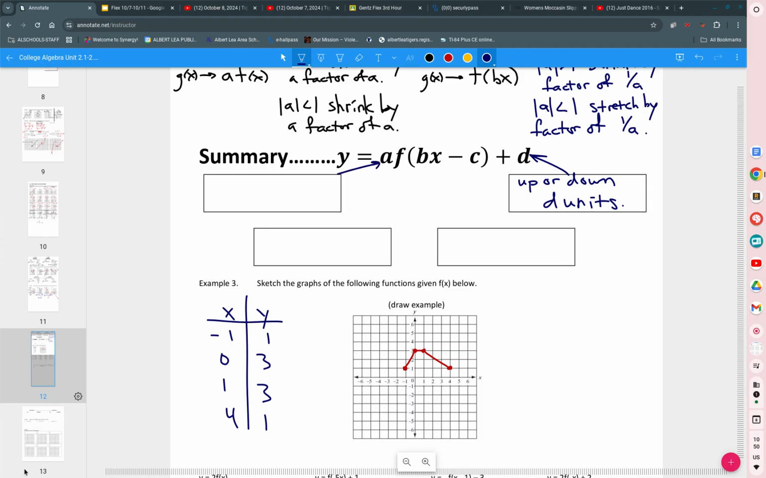What does this A on the outside do? Flips it, right? If A is positive, the graph goes up. If A is negative, the graph goes down. So it does have a component in terms of it flips. But I heard somebody say stretch. Is that Carter? Yes, this does create a stretch or a shrink up or down.